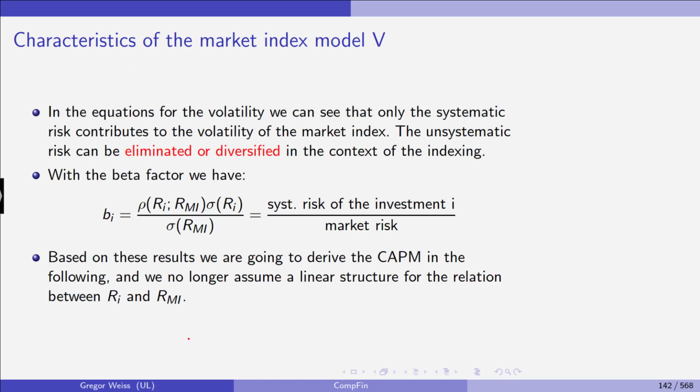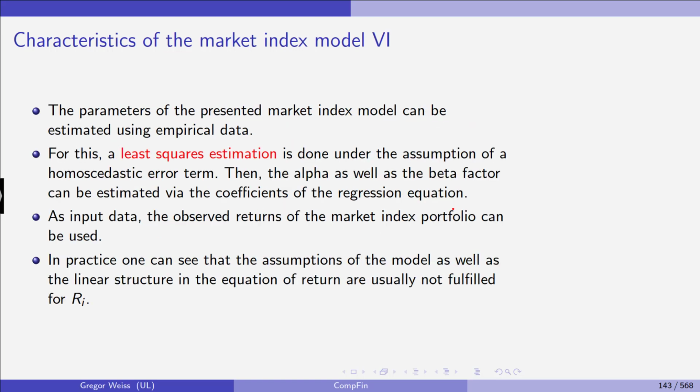In these equations we can see that only the systematic risk contributes to the volatility of the market index, and the unsystematic risk can be eliminated or diversified. The beta factor can thus also be given by not just rho times sigma divided by sigma of the market index, but this is actually the systematic risk of investment i divided by the market risk. Based on these results, we can now derive the CAPM, and we no longer have to assume a linear structure for the relation between R_i and R_MI, but we are making it more general.